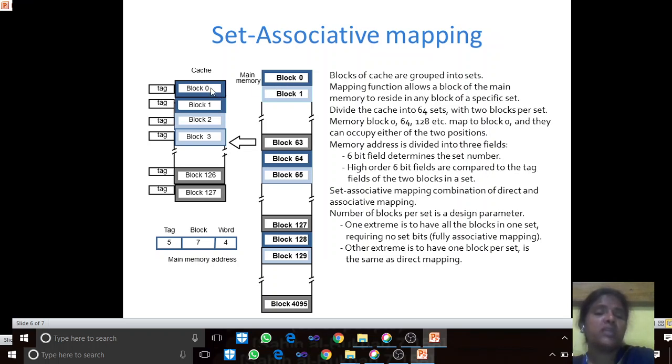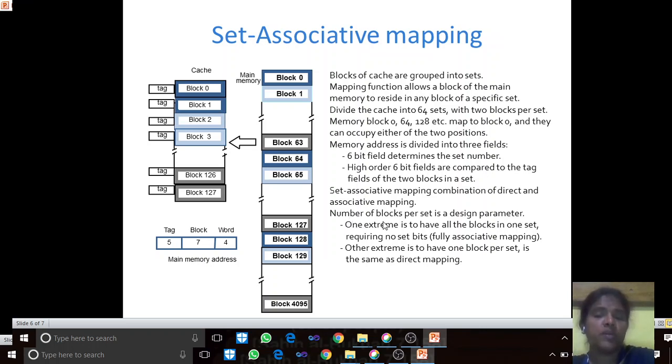In direct mapping, more than one block is contending for only one block of the cache, but in this case you have two in one set, so the contention is reduced. That means the drawbacks of direct mapping and associative mapping are dealt with in set associative mapping.